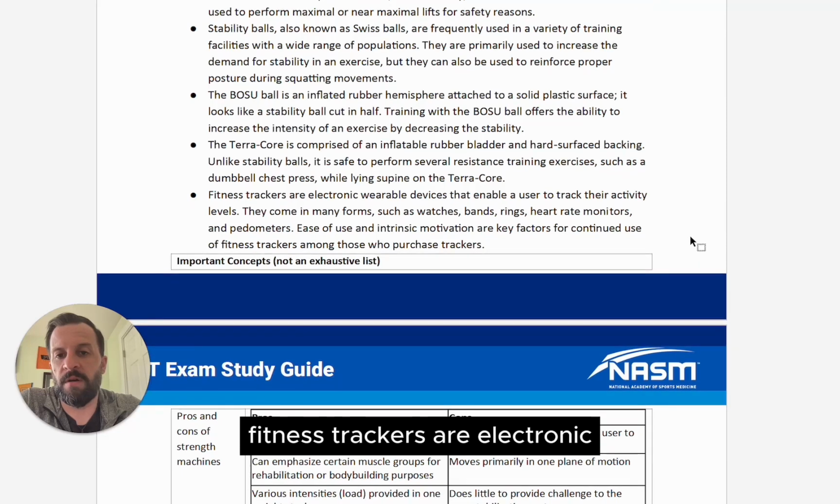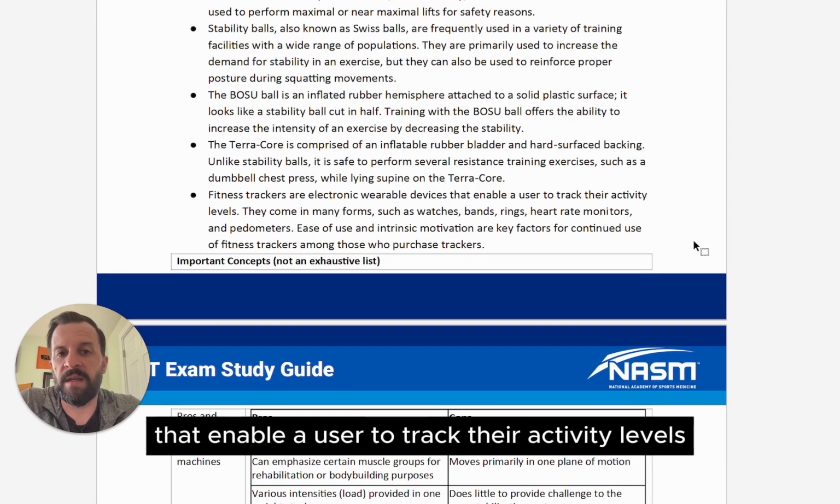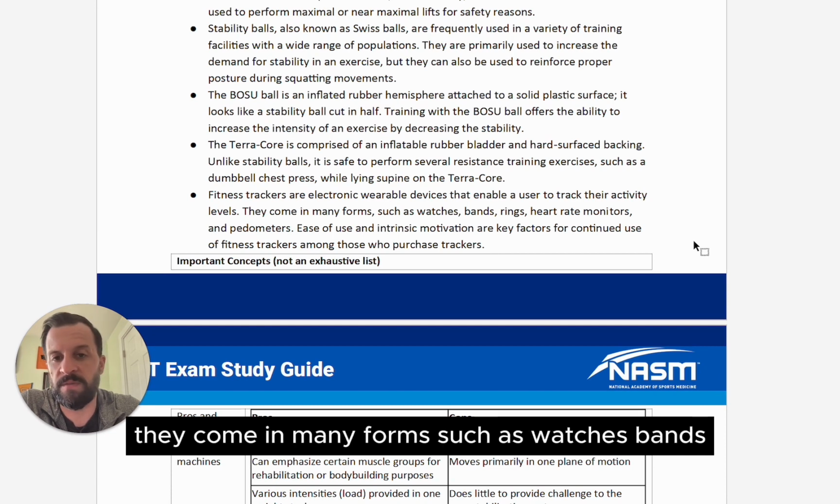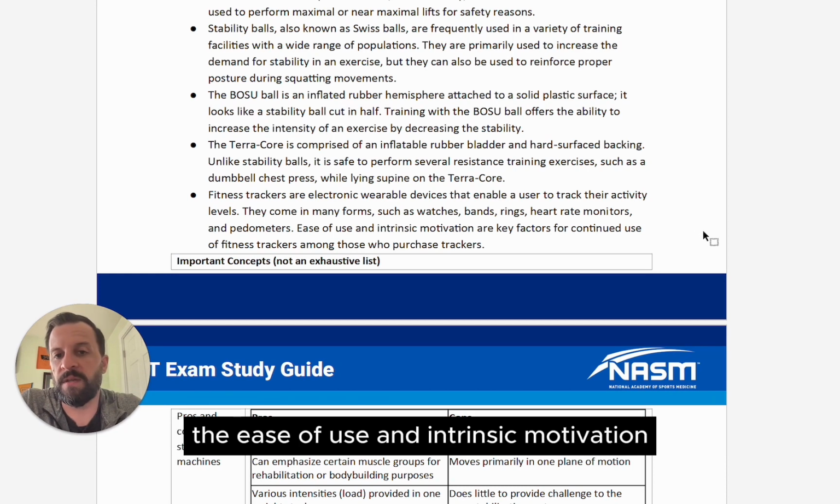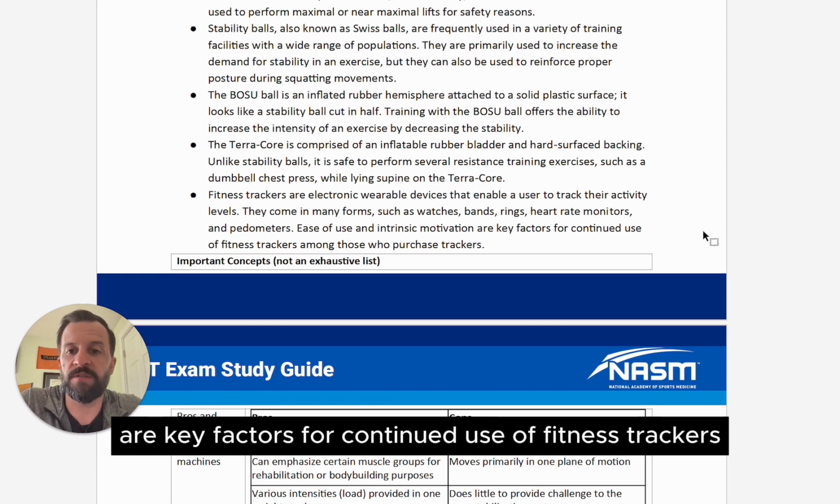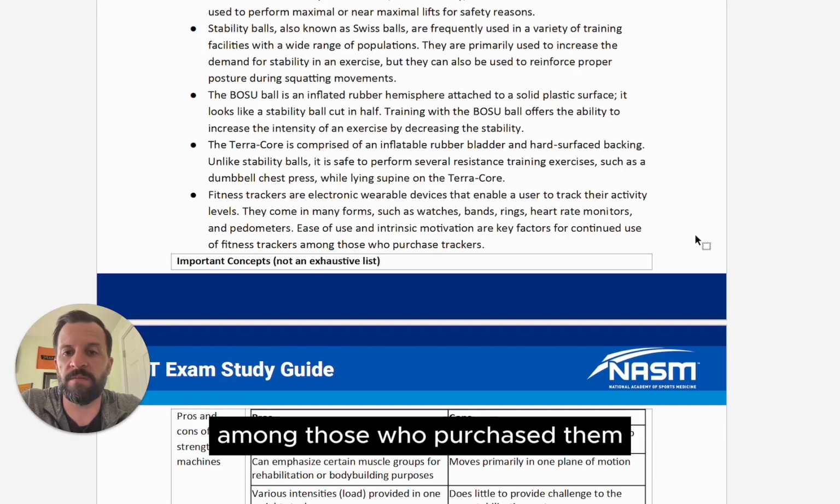Fitness trackers are electronic wearable devices that enable a user to track their activity levels. And they come in many forms, such as watches, bands, rings, heart rate monitors, and pedometers. The ease of use and intrinsic motivation are key factors for continued use of fitness trackers among those who purchase them.